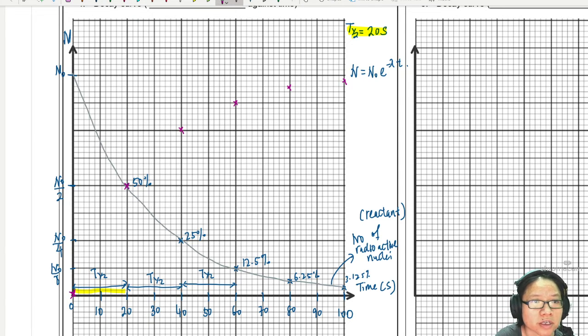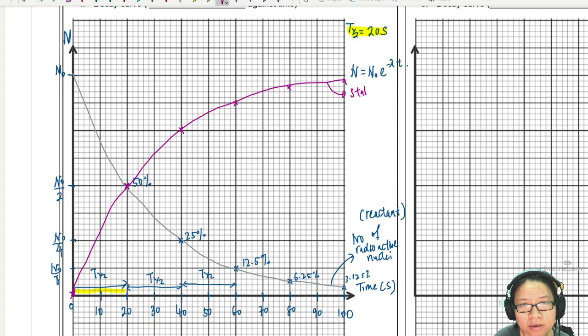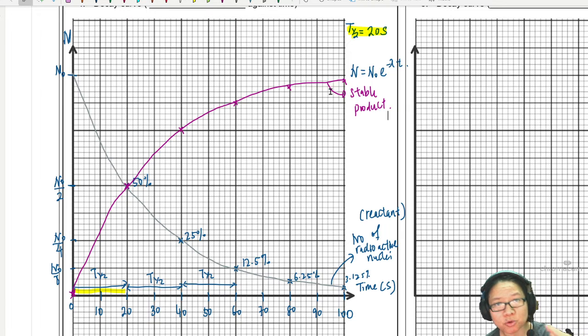Let me join the curve first. Hopefully it is somewhat smooth. It is an exponential curve as well. It's just not the same kind of exponential curve. So this one is the stable product. Over time, the product will go up to 100%, everything will decay, and the number of radioactive particles will decrease over time.